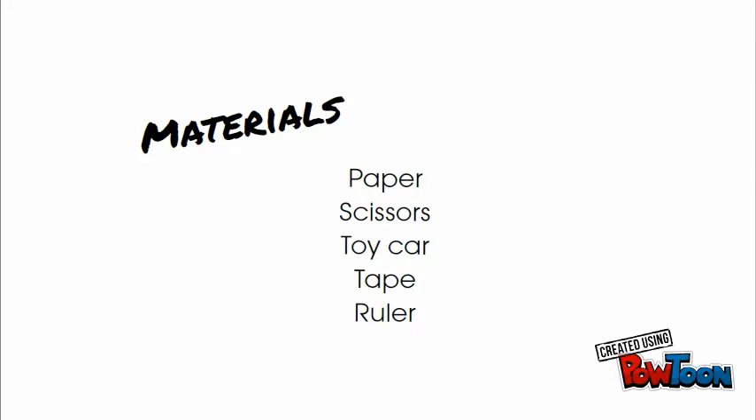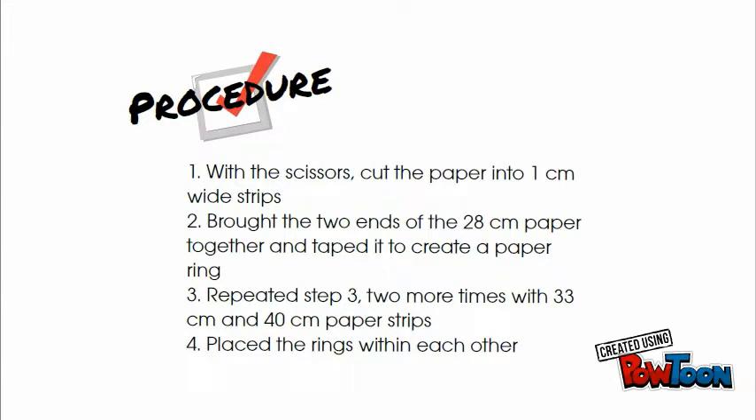Materials: paper, scissors, a toy car, tape, and a ruler. Procedure: the procedure is pretty simple. Cut a piece of paper into several thin strips. Join the ends together with tape. Make each ring larger than the other, and then place the car at the center.